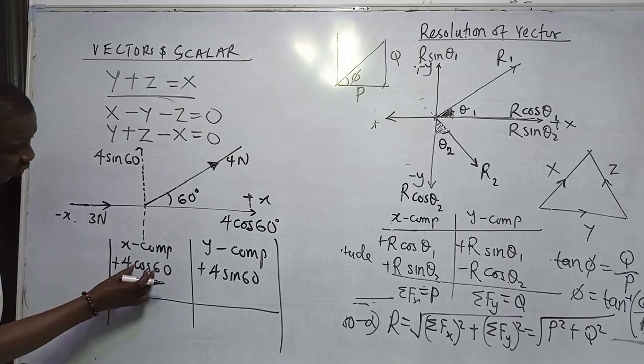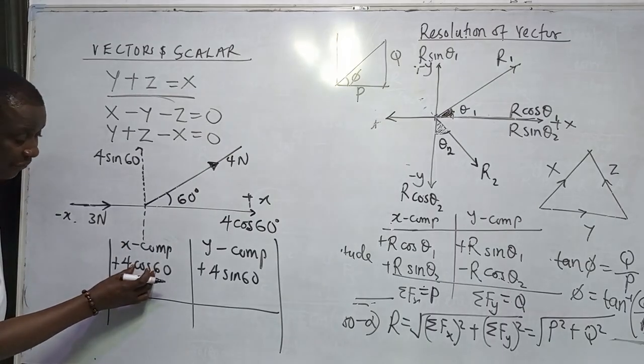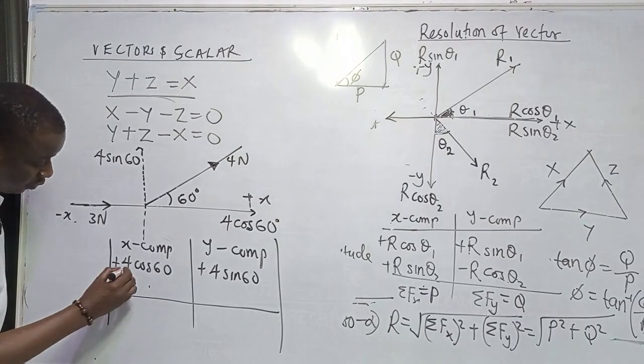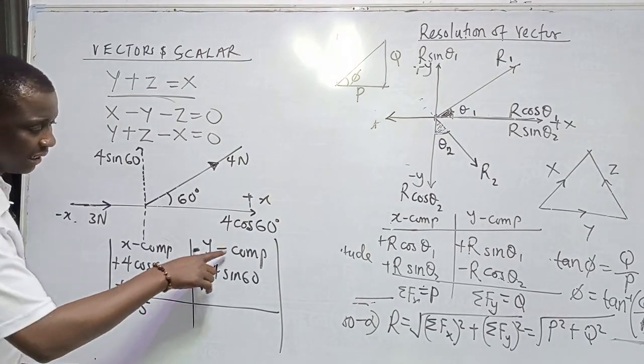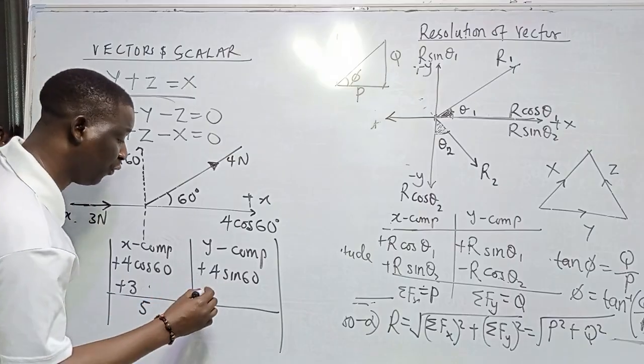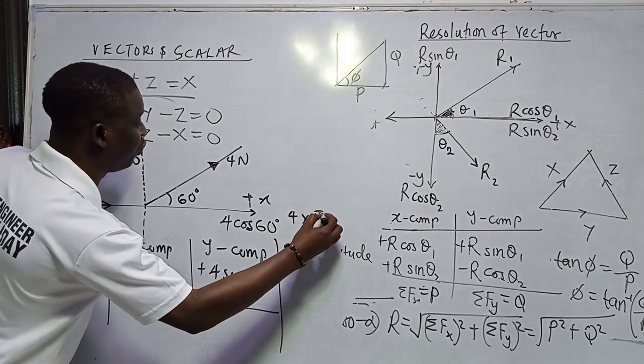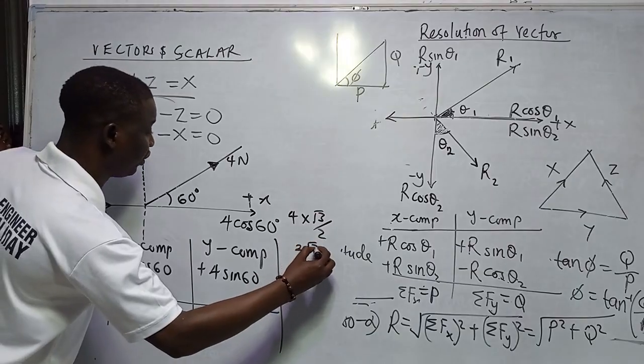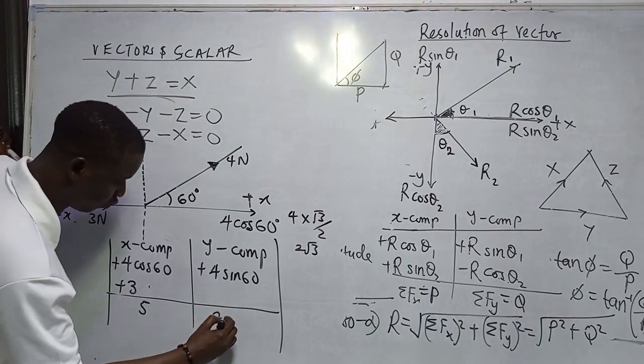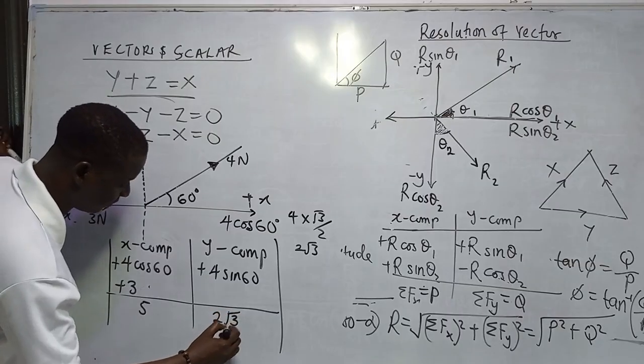So if you resolve this one, cos 60 is 0.5 times 4 is 2. 2 plus 3 is 5. Then sin 60 is root 3 over 2. So 4 times root 3 over 2 is 2 root 3. That's what I would have. So this one is 2 root 3.